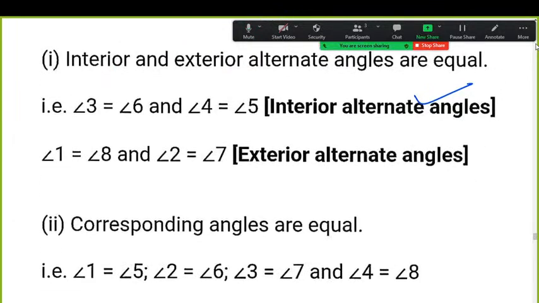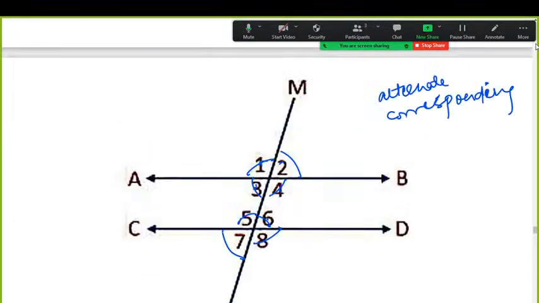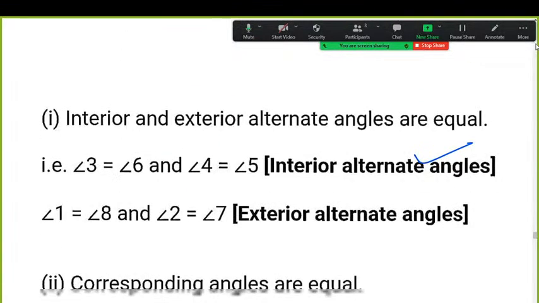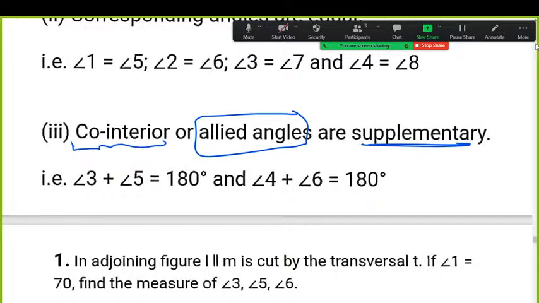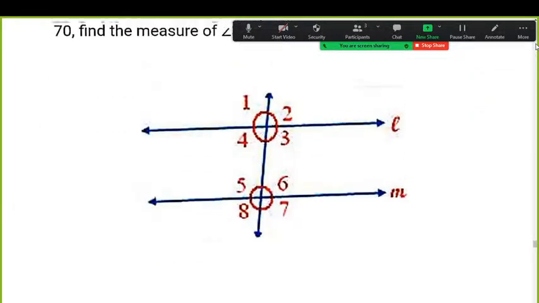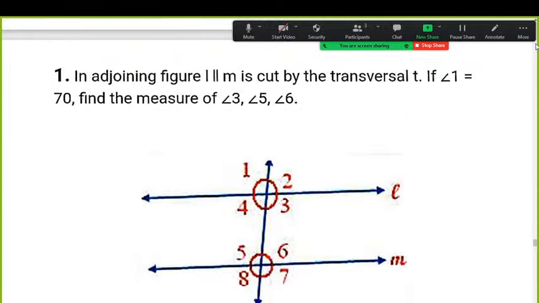Corresponding angles are 1 and 5, this 2 and this 6, similarly this 3 and this 7, this 4 and this 8. Similarly, 4 and 6 are interior, 3 and 5 are interior. Everything is mentioned here. Co-interior angles, or we call them allied angles, are supplementary. We don't call them only interior, we call them co-interior, and their sum is 180. We all know that. Now you can solve all these questions. If you are given angle 1 being 70, can you tell me all other angles?